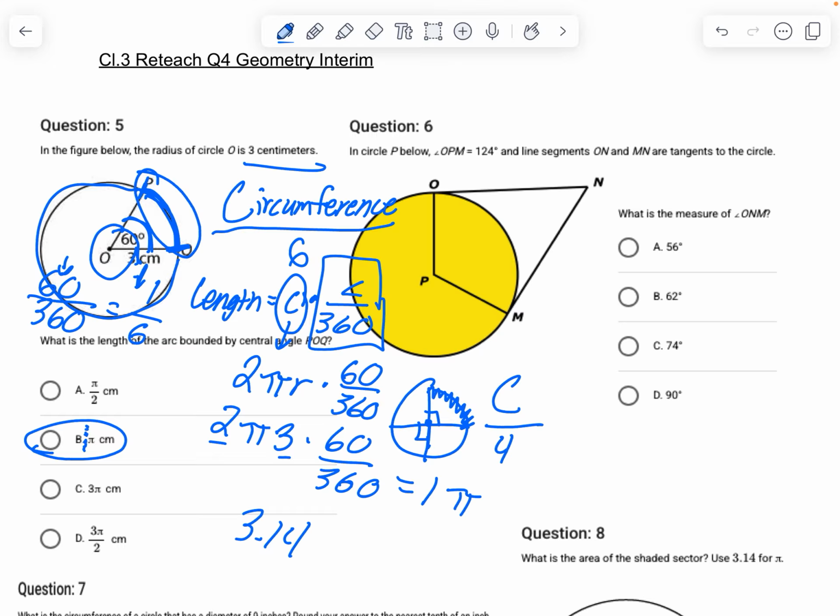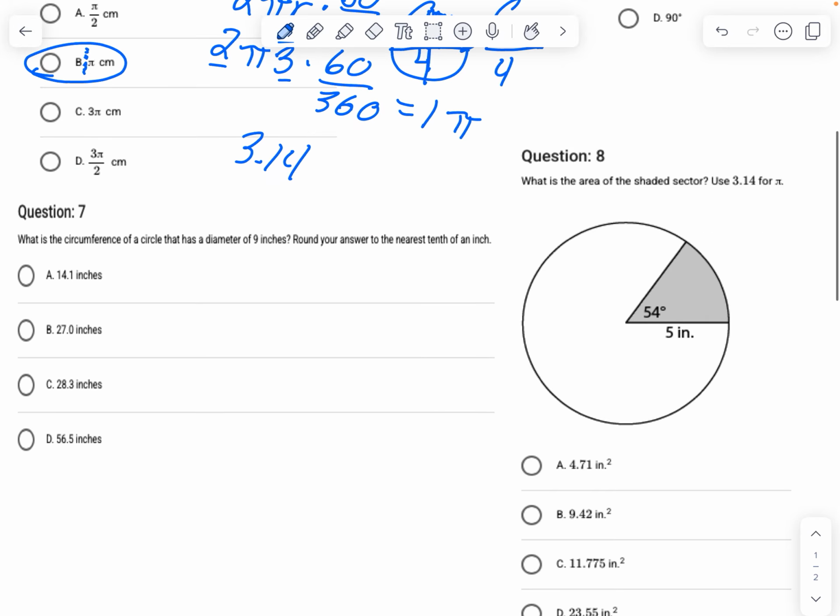I'm going to skip number 6. Number 6 was kind of a hard one. Let's go down to number 7. What is the circumference of a circle that has a diameter of 9? Well, I just wrote the circumference formula up above, so hopefully we remember that. It was 2 times pi times our radius. I'm given the diameter, so how do I make a radius out of a diameter? Divide by 2. Beautiful. So let's say 9 divided by 2.